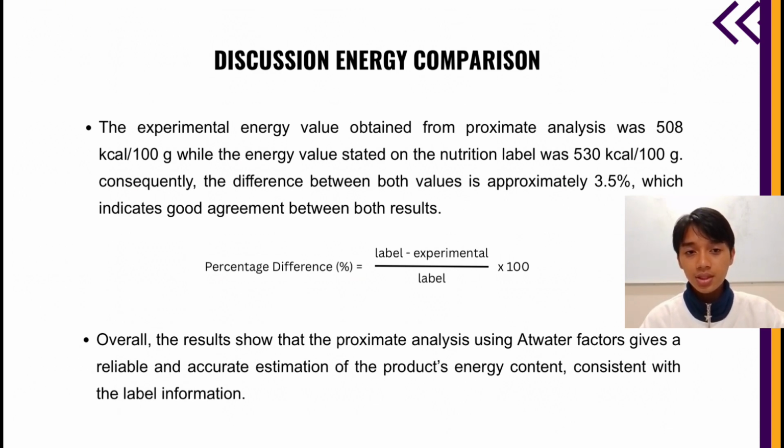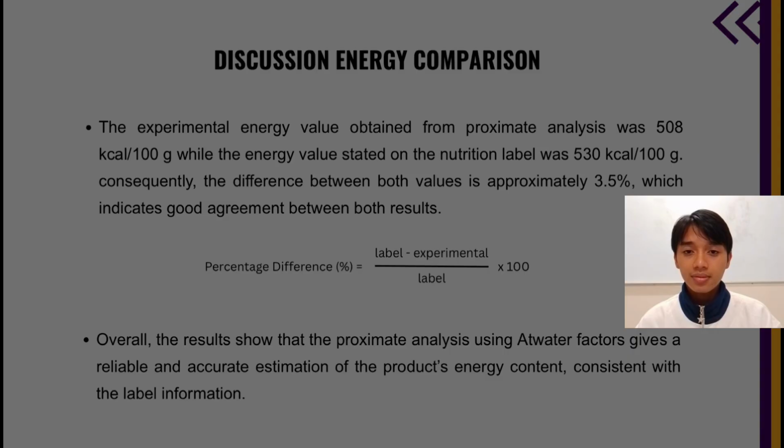So we got that 3.5% by taking the difference and dividing it by the label number. It's the standard way to check for accuracy. Because the result is so small, just 3.5%, we call this good agreement. It means our lab results and the label are practically identical. This strongly confirms that our methods using proximate analysis and the Atwater factors give us a reliable and accurate estimate of the product's energy.